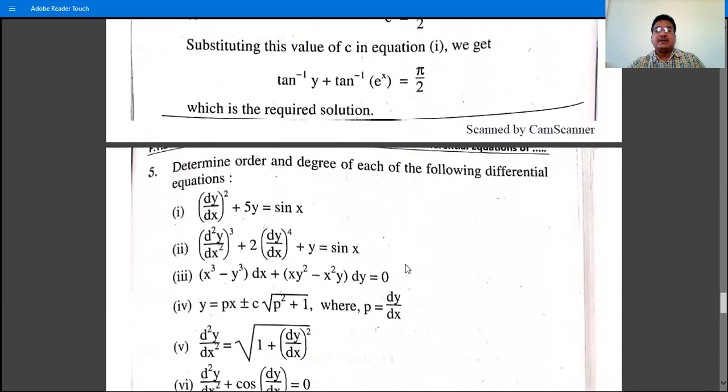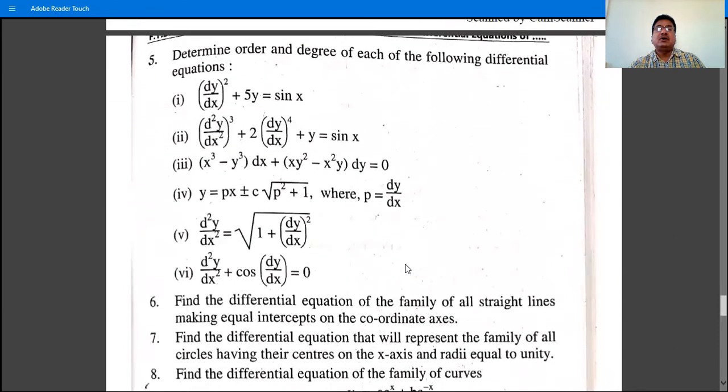So these are some problems on the order and degree of the differential equation. These problems are important as far as the MCQ type questions are concerned. It's an MCQ type examination. That is, find order of the differential equation, find the degree of the differential equation. So dy by dx bracket square plus 5y is equal to sin x. So this is the differential equation of order 1, because dy by dx is of order 1, and degree is the power of the highest order derivative. Highest order derivative is dy by dx. Its power is 2. So degree is 2. Order is 1, degree is 2.